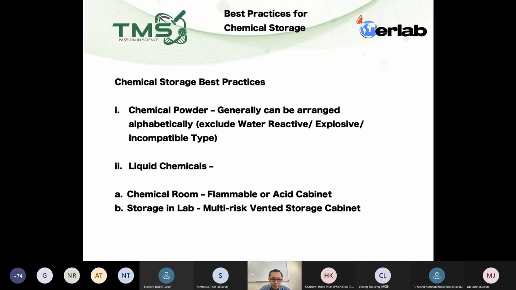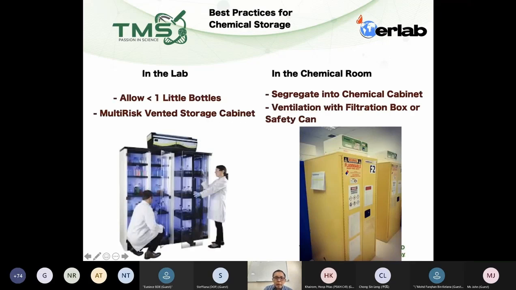How about liquid chemicals? Liquid chemicals tend to be more dangerous because even though you cover the lid, you tend to still have evaporation, a small trace of evaporation, especially with the corrosive chemicals. You can still see signs of leakage. So I will segregate them into two physical spaces. The first one is the chemical room. You should have a chemical room. For the chemicals, we segregate into the chemical room and the working laboratory, right?